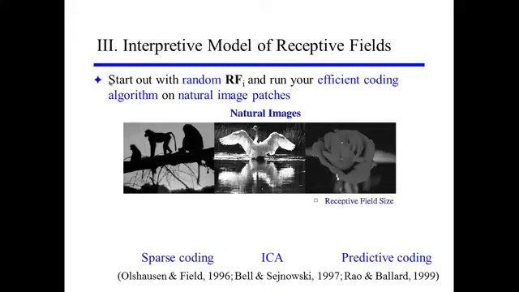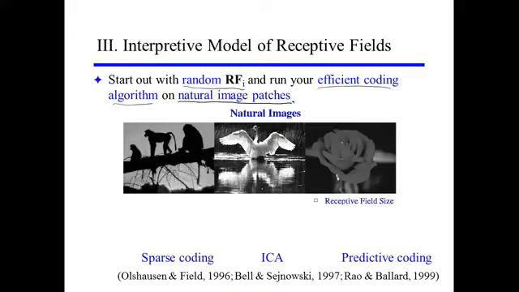So here's what we could do. We could start out with a set of random receptive fields. So we are assuming that we don't know what the optimal receptive fields are, and we could run our efficient coding algorithm, which tries to minimize the reconstruction error, the squared pixel-wise errors between the reconstructed images and the actual images, and we can run it on natural image patches. So why natural image patches?